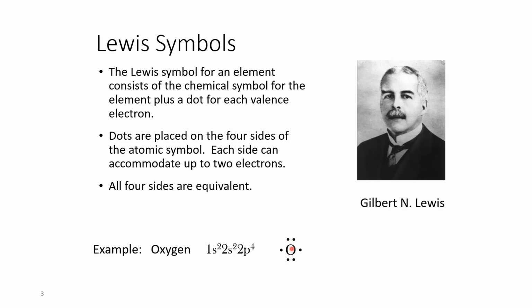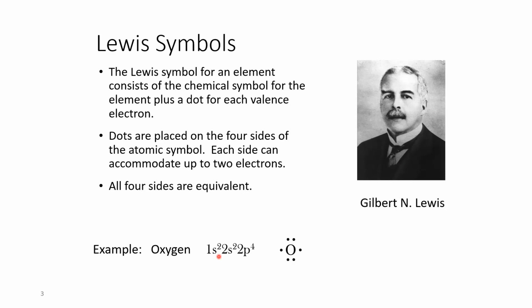So like I said, the O in this case is representing the nucleus. It's also representing the 1s2 electrons. They're still there. They're still important for the structure of this atom as a whole, but we're only going to be interested in the valence electrons.